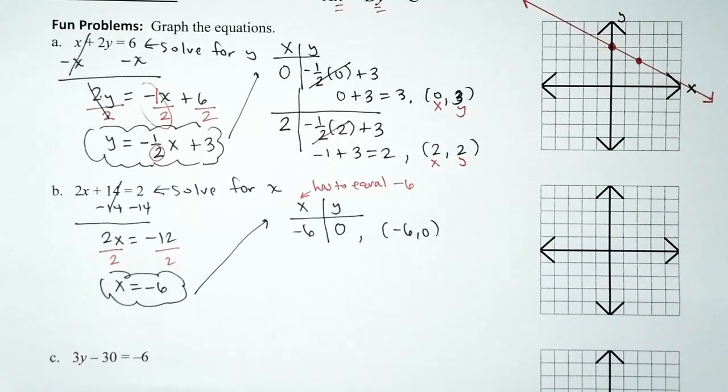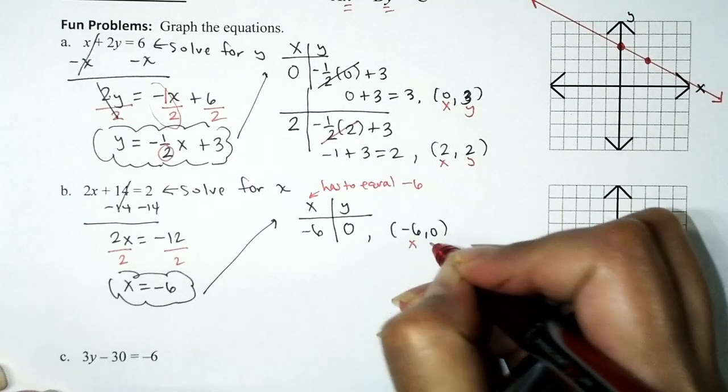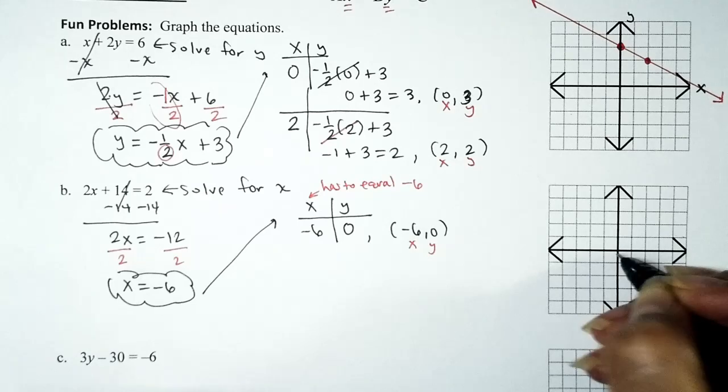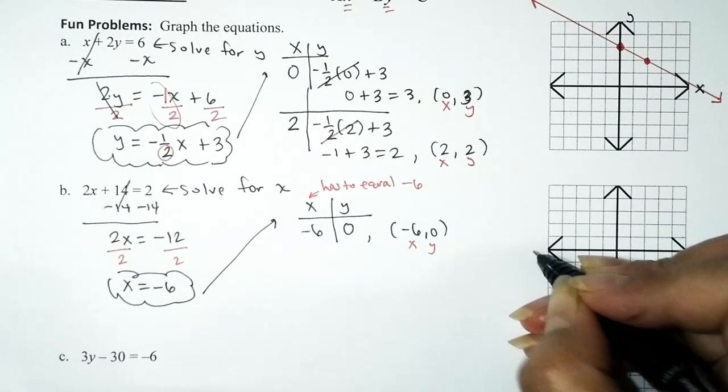So let's go ahead and graph this. So from the origin, x is negative 6, y is 0. Okay, so let's go 6 units to the left and then we stay put. Okay, so we have 1, 2, 3, 4, 5, and we just missed it.